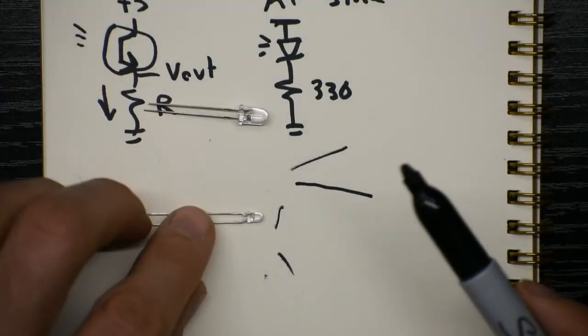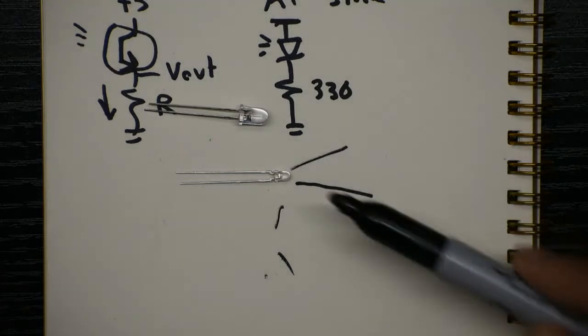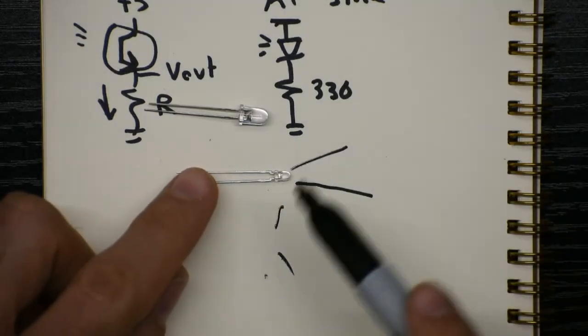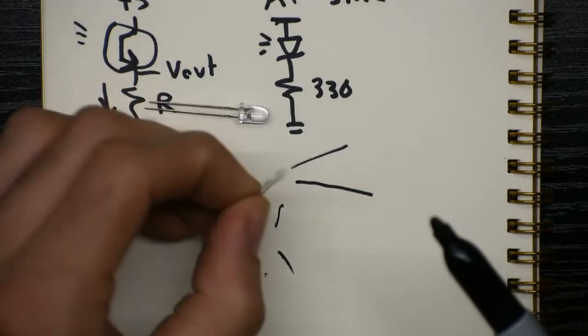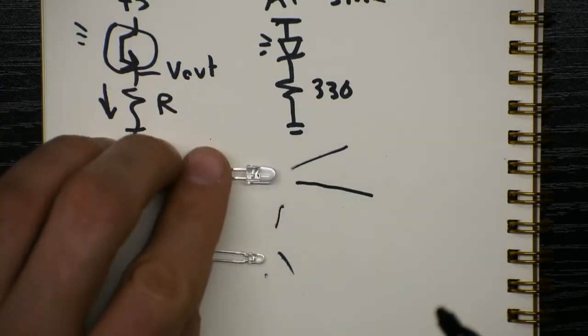It also has a 5-degree input lens. So light hitting from the side, like what we're seeing right now, doesn't really affect it. But light hitting from the tip, it's very sensitive to. So it's kind of like the matching point of the LED.